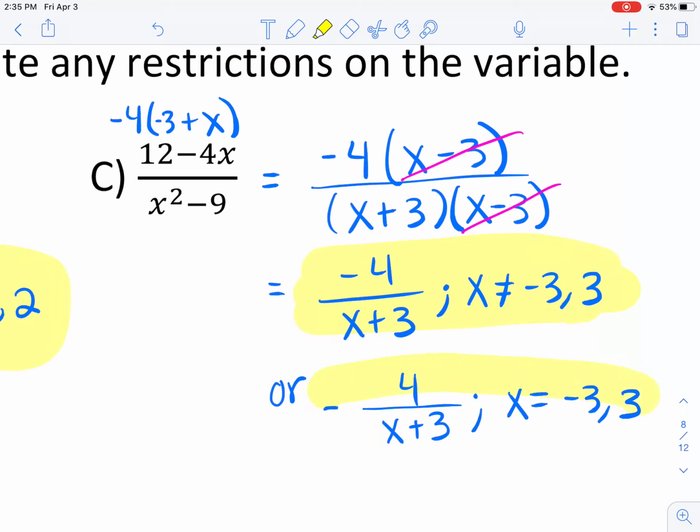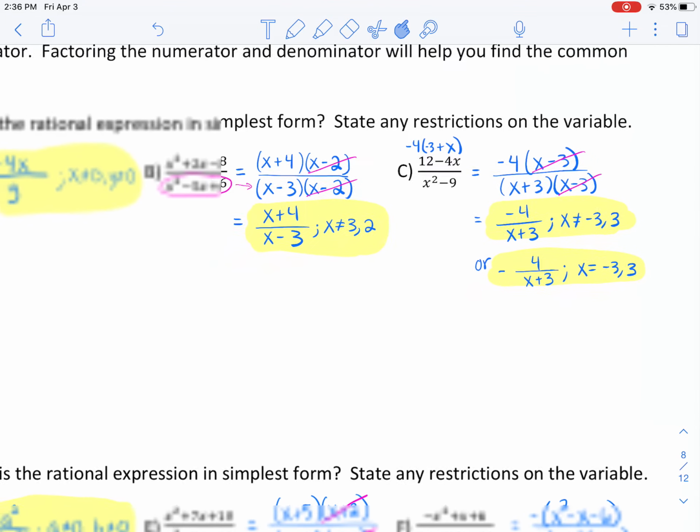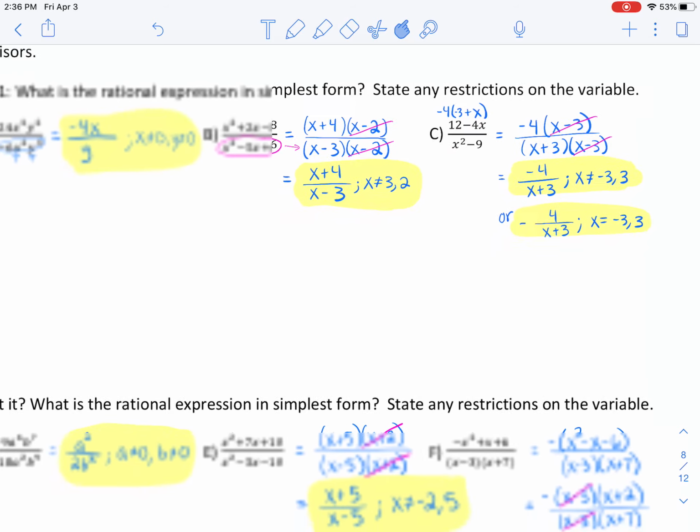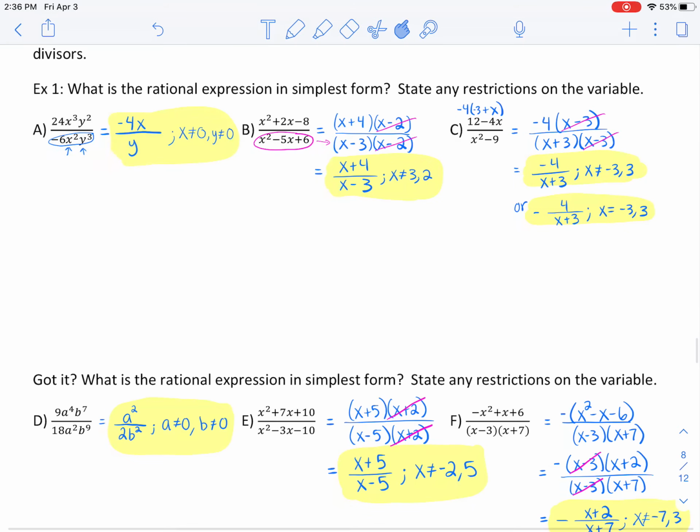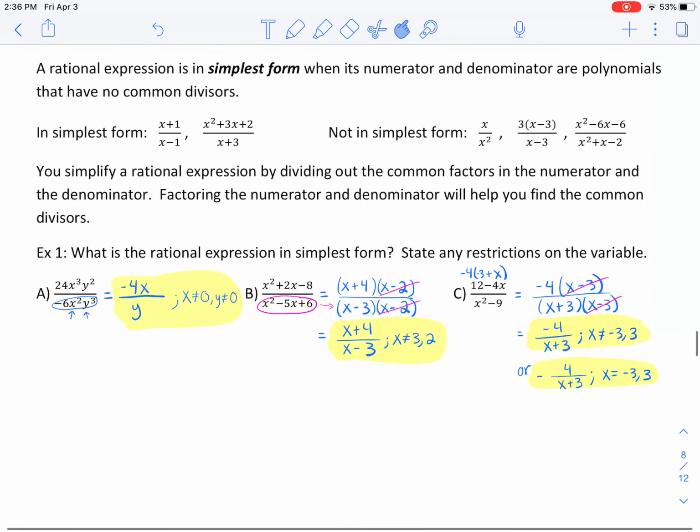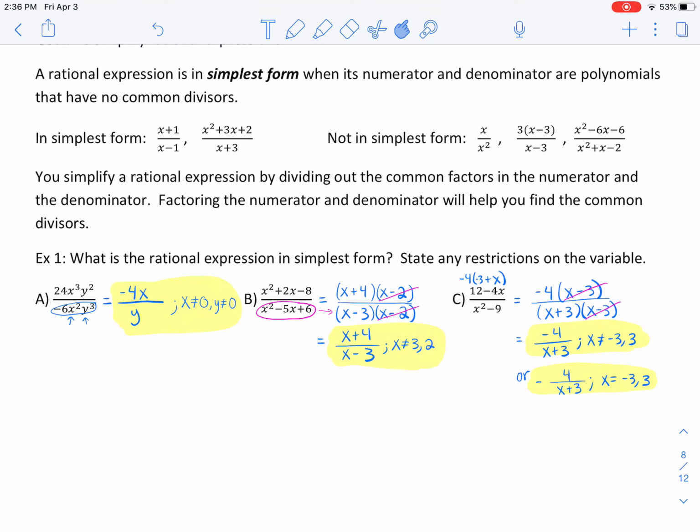So either one of these would be a perfectly simplifying answer. Go ahead and try the got it. So same question, just try C, E, and F, and then go ahead and pause this.